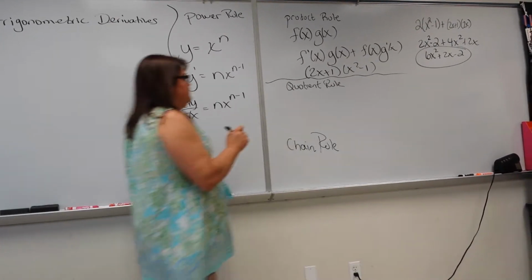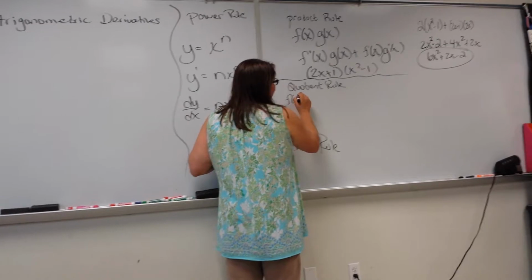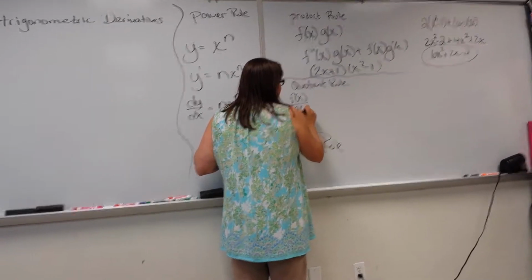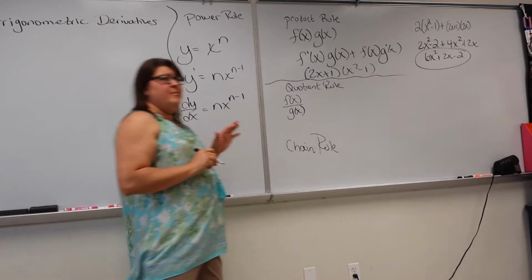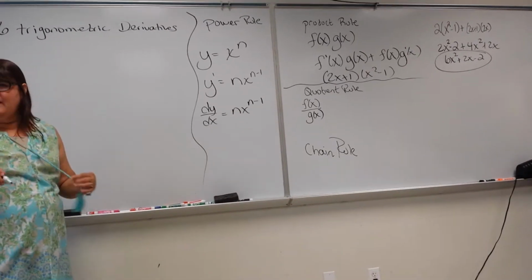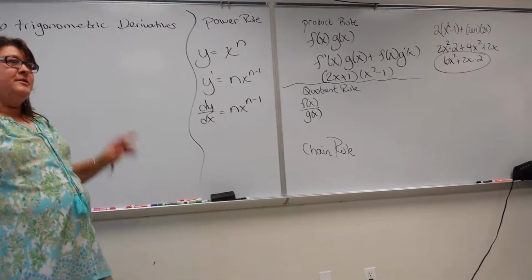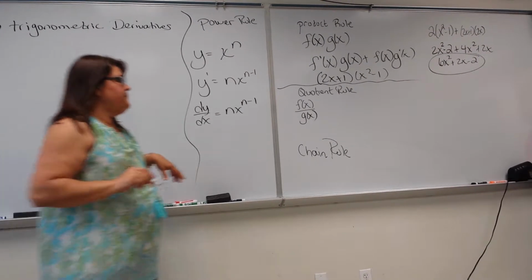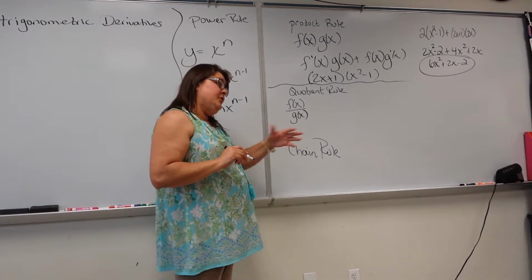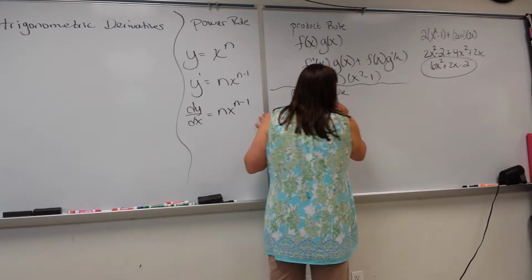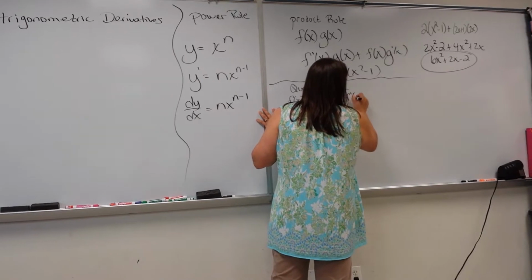Quotient rule. Low d high minus high d low over low low. Is everybody good with that one, working it out that way instead of doing the technical way to do it? I'll show you. It's low, high.